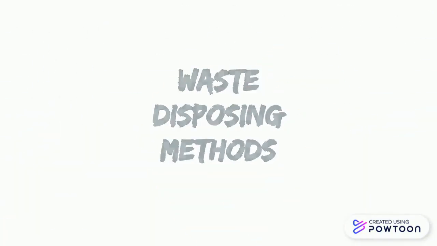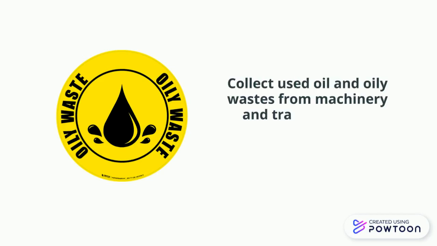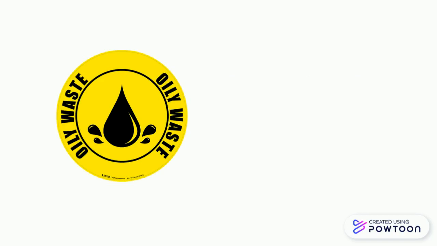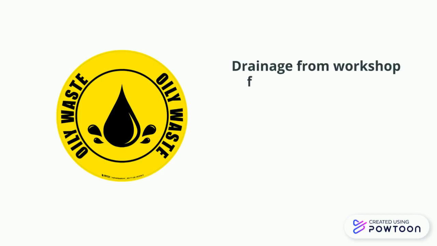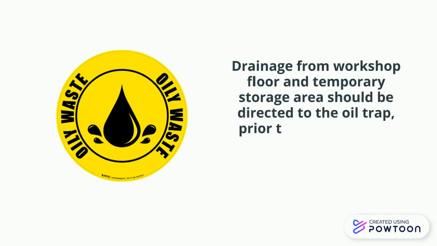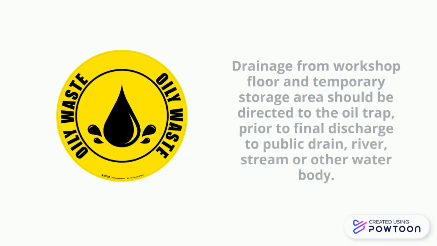Waste disposing methods. Oily waste: collect used oil and oily wastes from machinery and transportation vehicles, and store and label them in proper containers for disposal. Construct an oil or water separator to trap and treat oily wastewater on site. Drainage from workshop floors and temporary storage areas should be directed to the oil trap prior to final discharge to a public drain, river, stream or other water body.